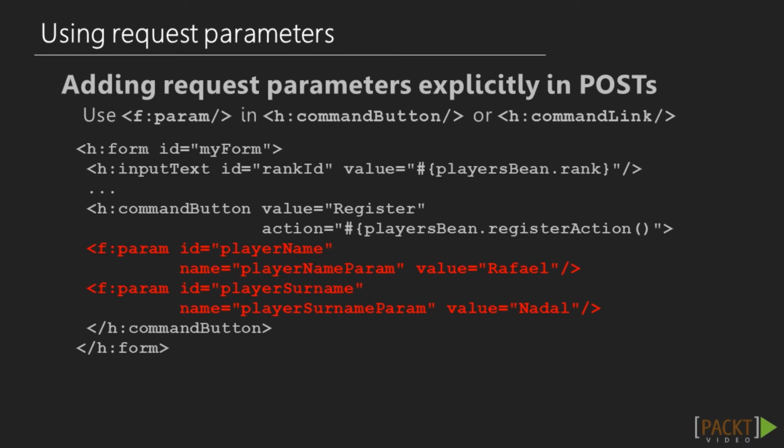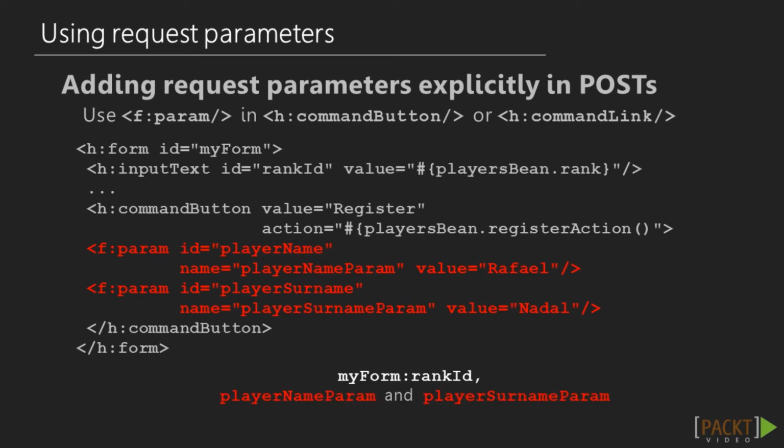Now let's talk about adding request parameters explicitly to POST requests. Typically, you will use f:param nested in h:commandButton or h:commandLink for submitting some extra parameters that don't make sense to appear in the managed bean properties, and they have to be removed once the current request response lifecycle is over. Nevertheless, you probably need them for some business logic in the methods of your beans. For example, we may need them in an action method named registerAction.